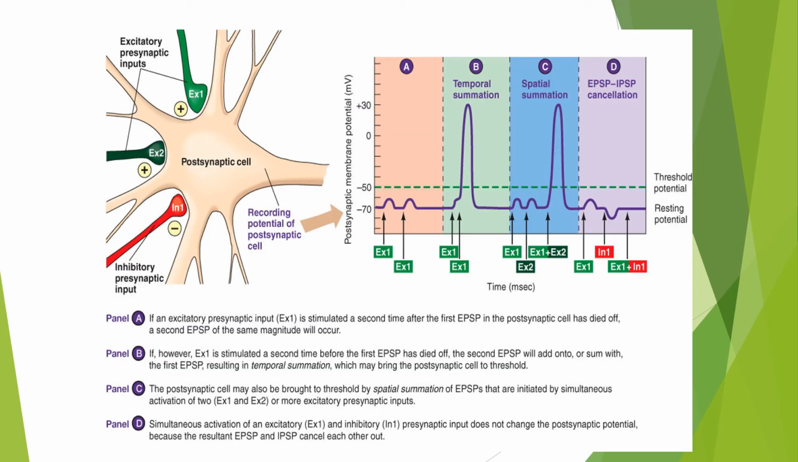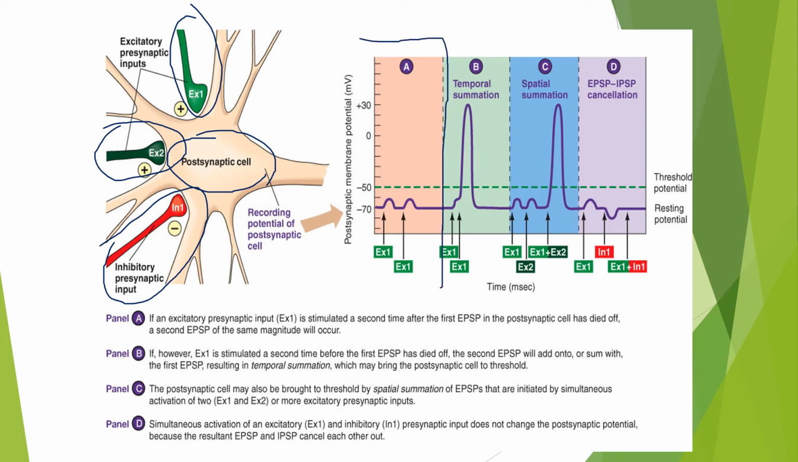All right, so here let's look at the influence on the postsynaptic cell by three different types of presynaptic neurons. The first one is excitatory, the second one is excitatory, but the third presynaptic neuron is inhibitory. So if we look at panel A here first, on the y-axis, we have the membrane potential for that postsynaptic cell, okay?